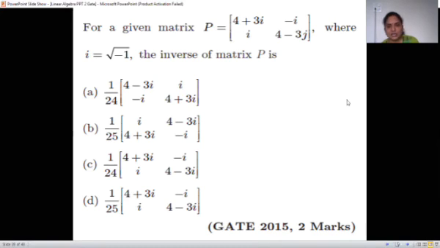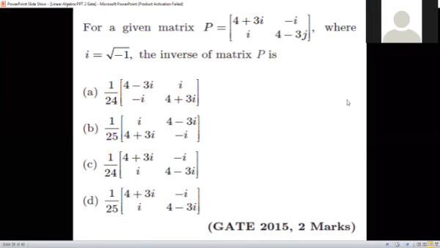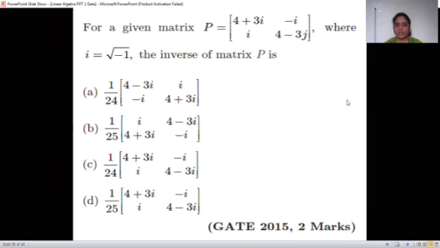This is the matrix of cofactors. Then we need the transpose of that. So the first row you have to write as first column. That is 4 minus 3i, minus i in a column, and i, 4 plus 3i. So what is the correct option? I have given you all the hints. Option B. Okay, we'll check the answer.